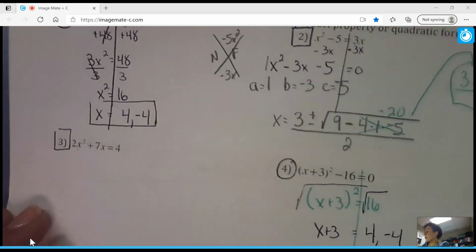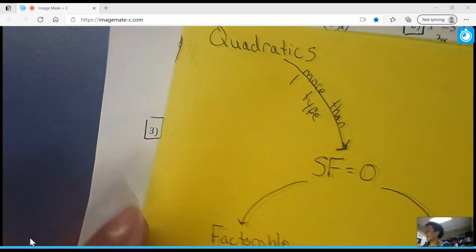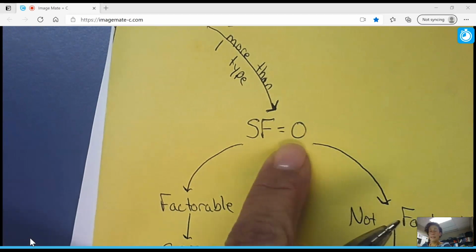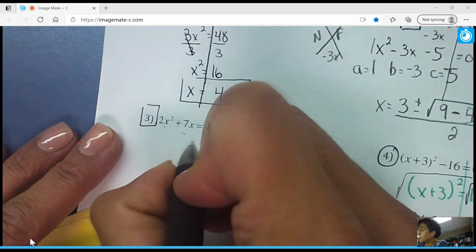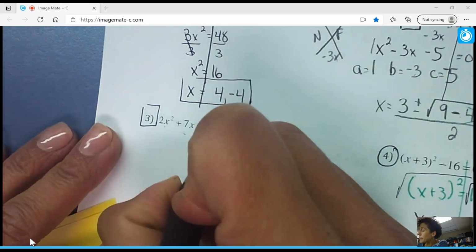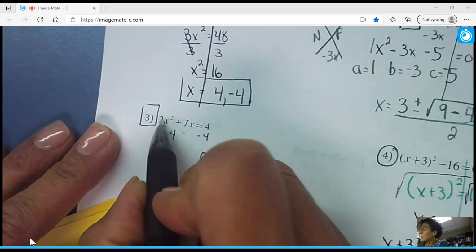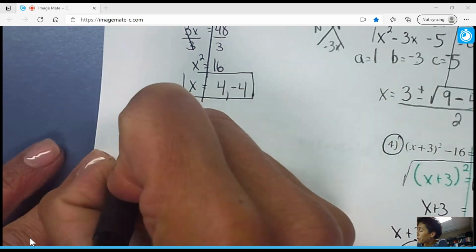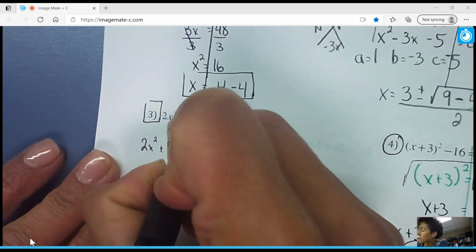So let's go to number 3. Number 3 was also boxed because there's more than one type of x. So I do got to make sure it's in standard form, which it's not. It's not equaling 0. So I'm going to move this 4 over by subtracting. So when I subtract 4 here, I get the 0. And when I subtract 4 on this side, because these are not like terms, I'll just write it in standard form. So I'll start with my 2x squared, then my 7x, and the minus 4.